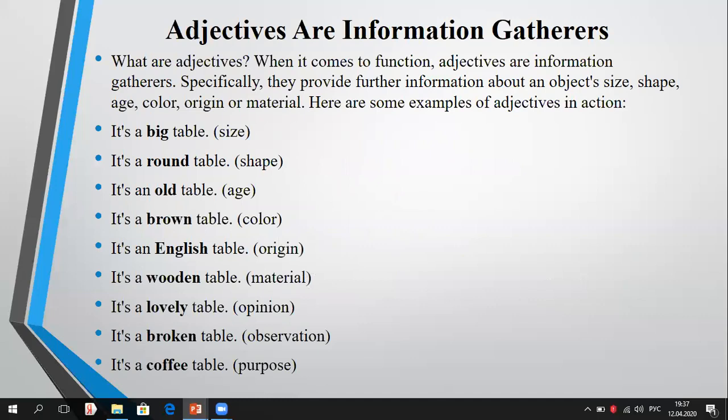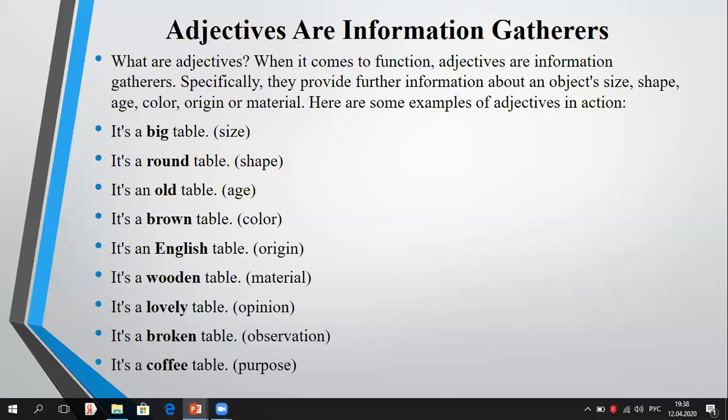Adjectives are information gatherers. When it comes to function, adjectives are information gatherers. Specifically, they provide further information about an object's size, shape, age, color, origin, or material. Here are some examples of adjectives in action. The first example, it's a big table. The adjective big gives information about the size of the table.